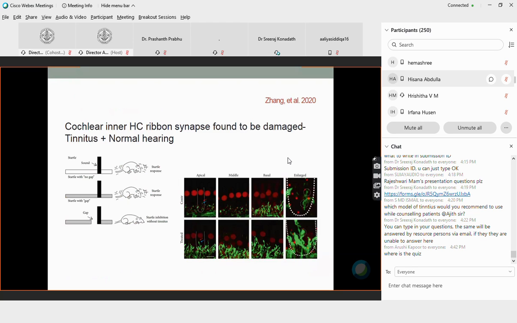So now this is one recent finding. Nowadays hidden hearing loss is becoming one of the most popular topics in audiology. People who are into research will know that. So here what you have to understand is that there are researches happening in rats, which say that cochlear inner hair cell ribbon synapses are found to be damaged in individuals who are having tinnitus and having normal peripheral hearing sensitivity. So even if you're not able to find any loss in the audiological evaluation, there is some amount of hidden hearing loss that could be due to damage to the inner hair cell ribbon synapses that can be seen in those regions.